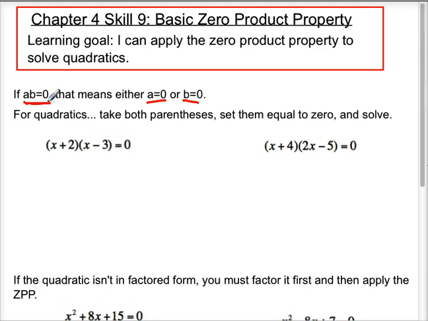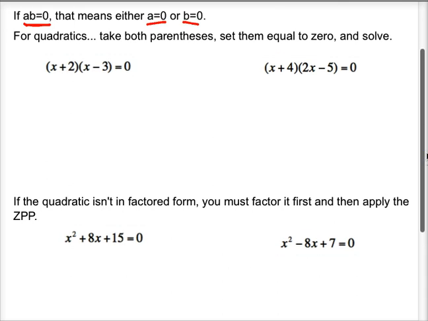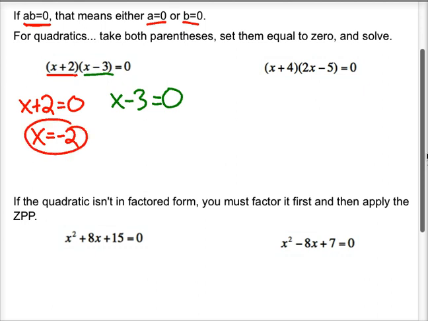So what that means is when you look at things that are already in factored form, all you have to do is take each piece and set each piece equal to zero. So in this situation, that means x is -2 or x is 3. Both of those are solutions because if you plug them in, both of them would cause that whole thing to become zero, because they cause one of the pieces to become zero.